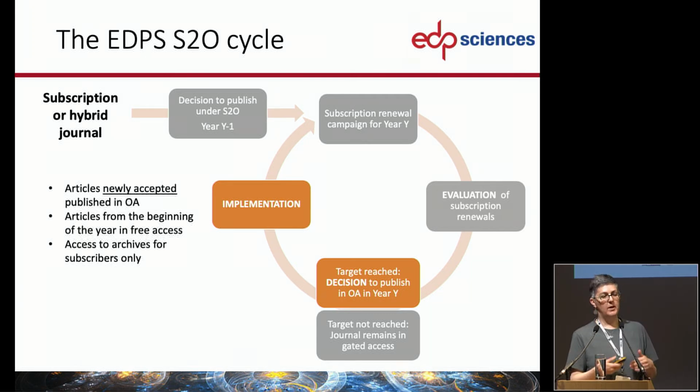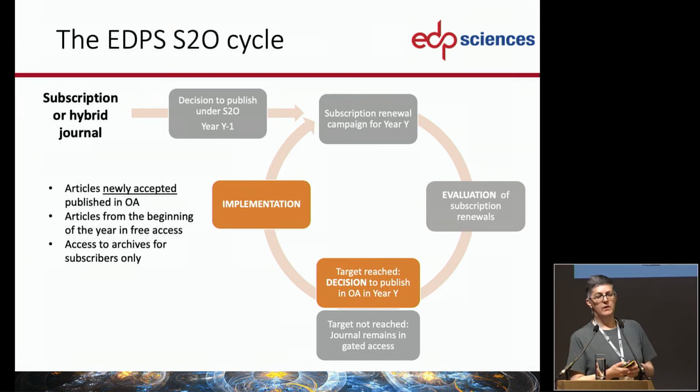So in terms of implementation, that's EDP Sciences' model. Other publishers could work differently, but for us, what we've decided is that once we make the decision to publish a given year in open access, the articles that are accepted from that time, so it could be March, it could be April, will be published in open access. So there are time lags. We can't go back, let's say, and publish the whole content from that year in open access. We could, but it's more complicated.